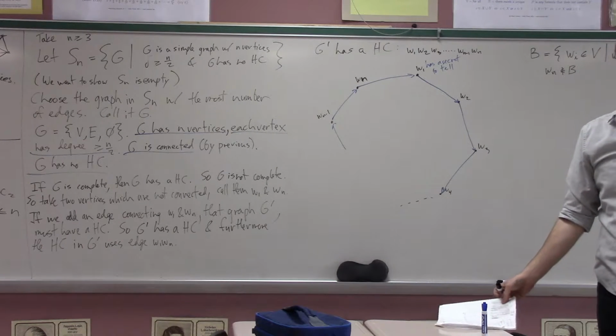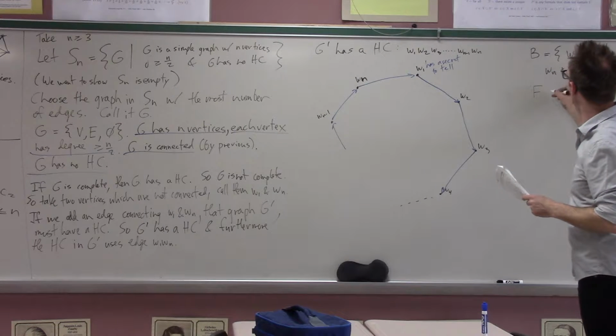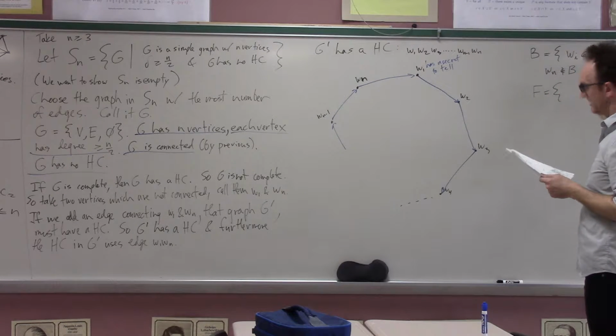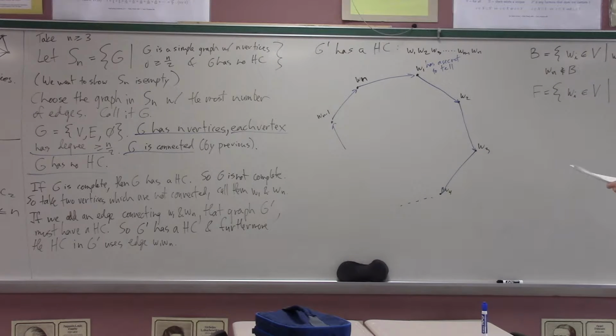Okay, good so far. Then this is the set that's a little bit more difficult to get your head around. So now consider the set of all vertices such that the next person that they told in the Hamiltonian cycle that exists in G prime is friends with W1.